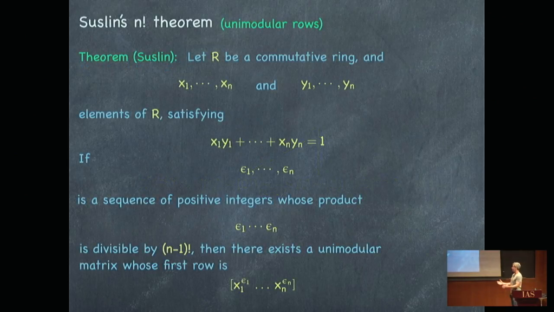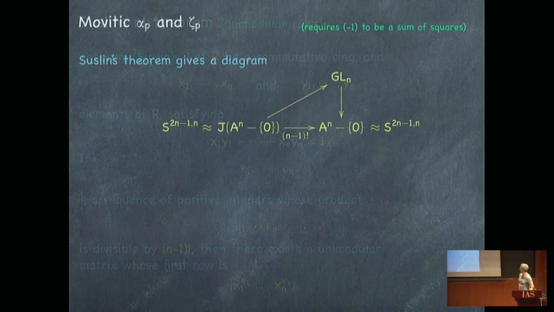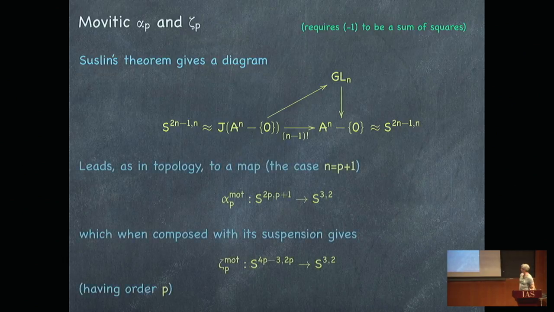So amazingly, Suslin did this. I think this was even in his thesis. It's called Suslin's unimodular rows, or his n factorial theorem. And he constructed this lift algebraically. So the very starting point that gives you this very first map is provided for us in algebra with this very beautiful theory of Suslin. So that gives us this diagram, but in order for that map to have degree (n-1)!, I need -1 to be a sum of squares, which over the complex numbers it is.